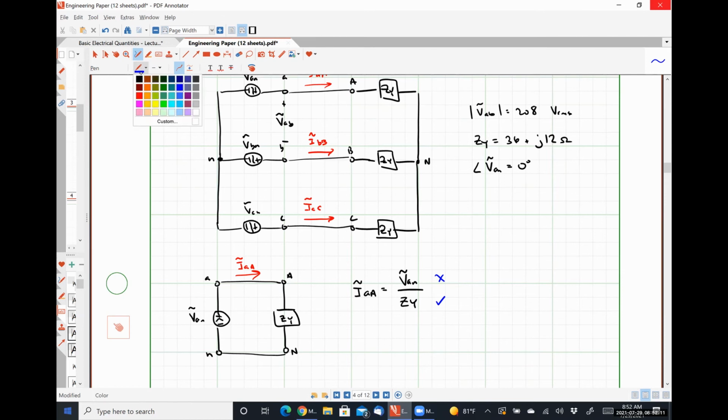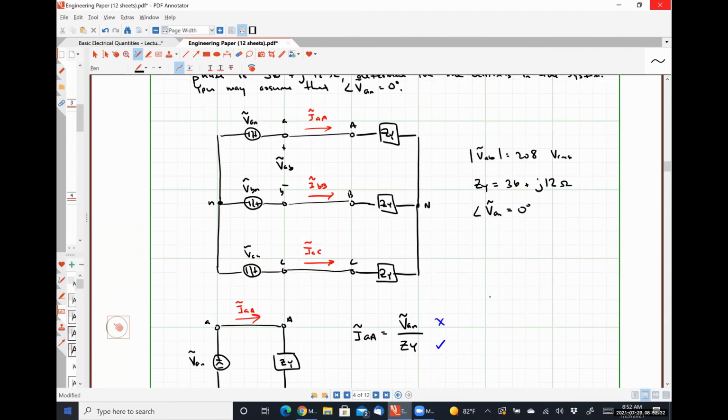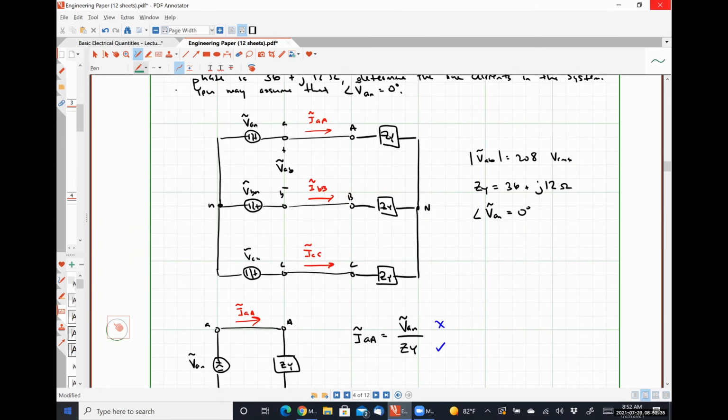So we know that VAB will be equal to VAN minus VBN if we do Kirchhoff's voltage law around this loop. Right, so if we start, we know that VAB is here, so we would see the positive polarity terminal of VAN, and then we would see the negative polarity terminal of VBN, which is why VAB is VAN minus VBN. Make sense?